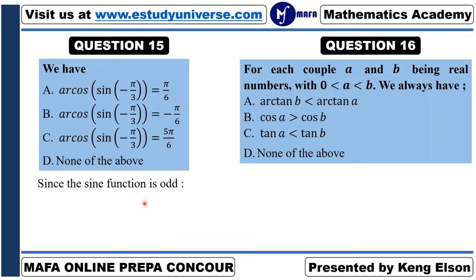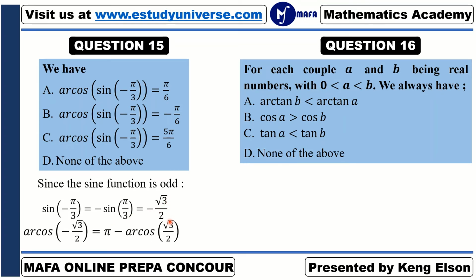Since the sine function is an odd function, the sine of negative π/3 is the same as negative the sine of π/3. π/3 in degrees is 60 degrees, and the sine of 60 degrees is root 3 on 2. So the sine of negative π/3 is negative root 3 divided by 2. Now we need to find the cos inverse of negative root 3 divided by 2.